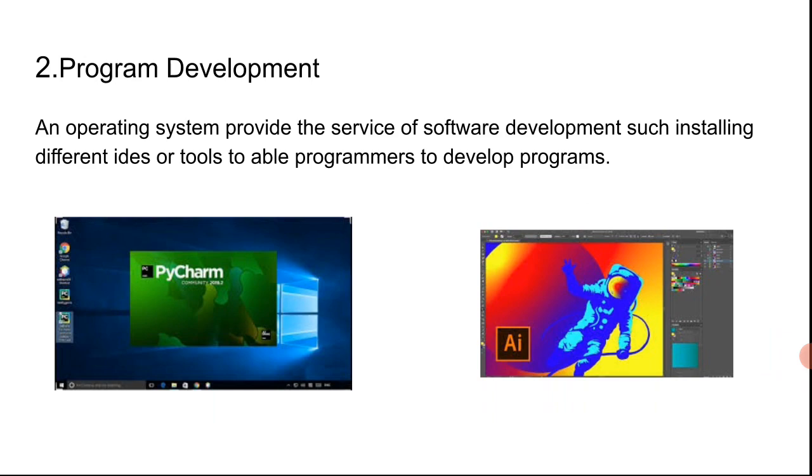There are a lot of tools. The operating system delivers us the way in which we install different kinds of tools for different purposes, such as Microsoft Word. We have a lot of utility applications. We have different kinds of IDEs, which we use for different purposes. So the operating system provides the service of software development, such as installing different IDEs or tools to be able to develop programs. This is a very important service provided by the operating system to the users.